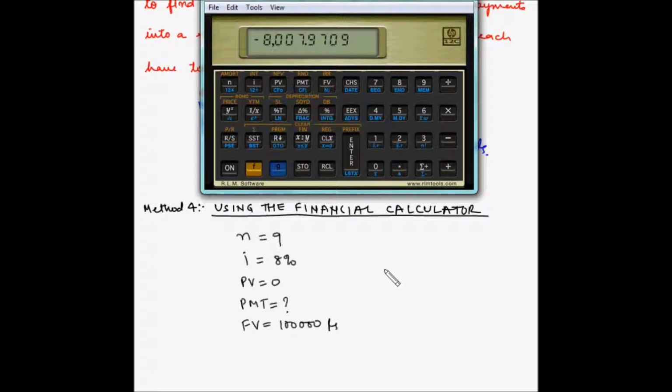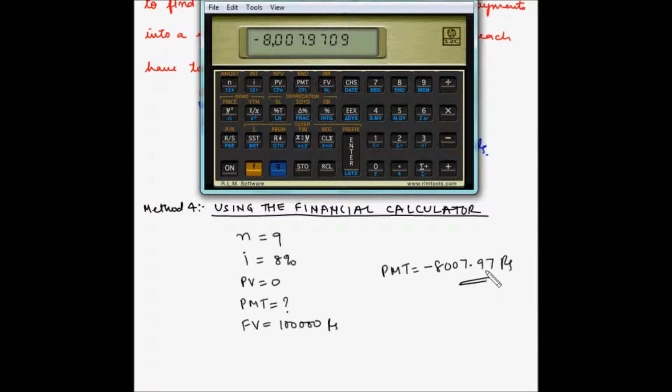So here the payment is minus 8007.97. Minus sign is because this payment is an amount which is going out of our pocket because we are depositing this amount into a bank or a fund which is going to give us 8% over the next 9 years. So the amount of payments that your father needs to make every year for the next 9 years at 8% rate of interest is 8009.97 rupees.